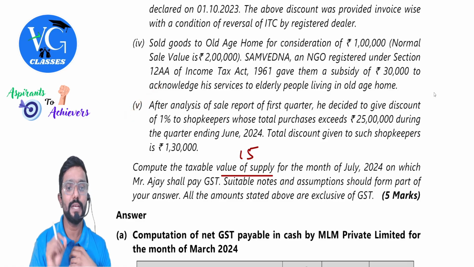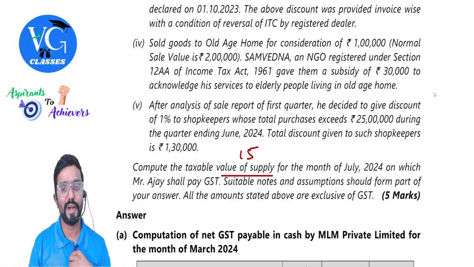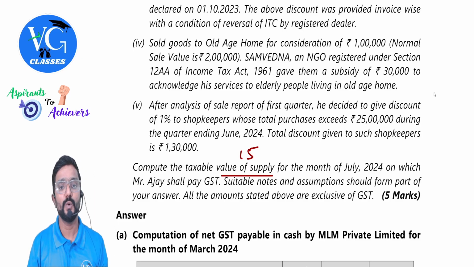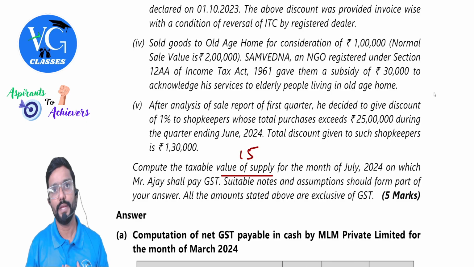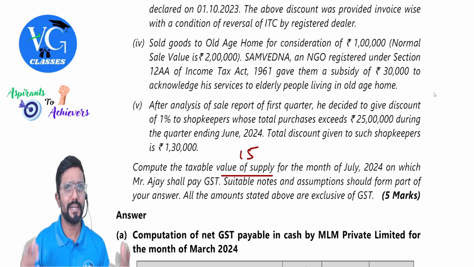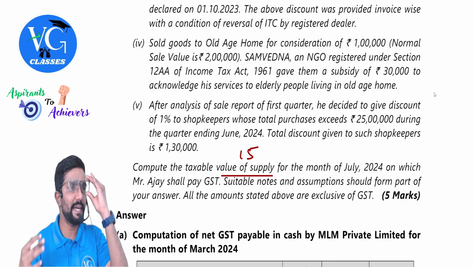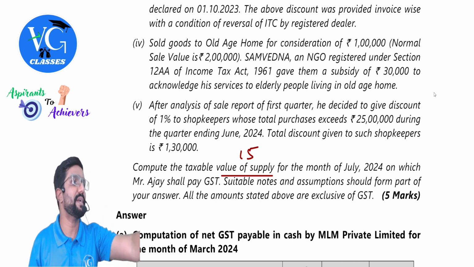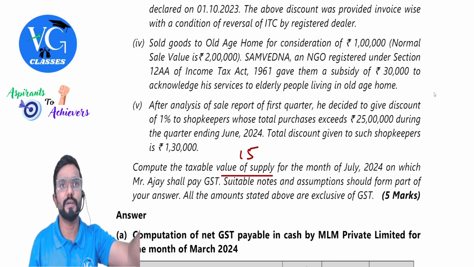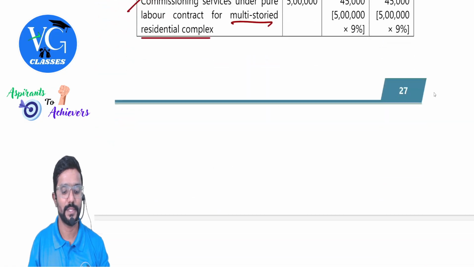Next. After analysis of sale report of first quarter, he decided to give a discount of 1% to the shopkeepers whose total purchases exceeds 25 lakh during the quarter ending June 2024. Total discount given to such shopkeepers is 1,30,000. It is like a surprise discount. Sir, can we reduce this? No. It was not agreed at the time of supply. That is what we can understand. It was not agreed at the time of supply. Hence, you cannot reduce it.